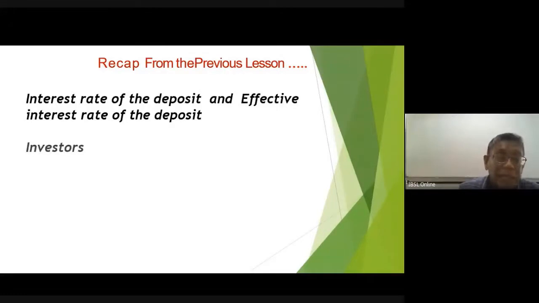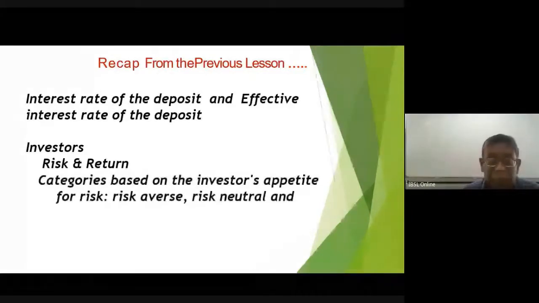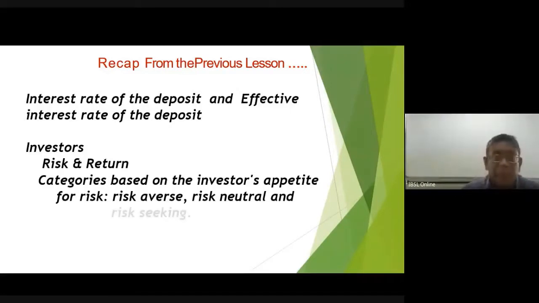Then we discussed investors. Under investors, we discussed risk and return. The higher the risk, the higher the return. That's what we discussed, and we also categorized our investors, basically based on their risk appetite, into 3 types of investors. One is risk averse, the other one is risk neutral, and the other one is risk seeking, right? These are the 3.